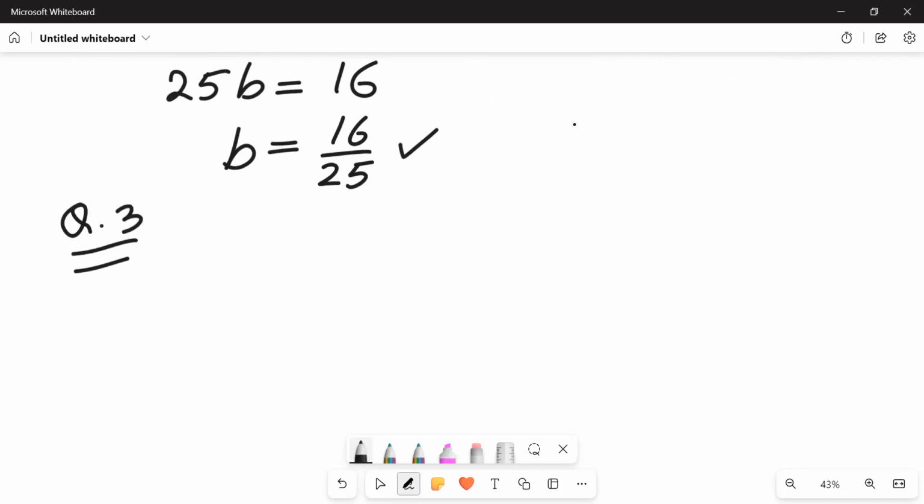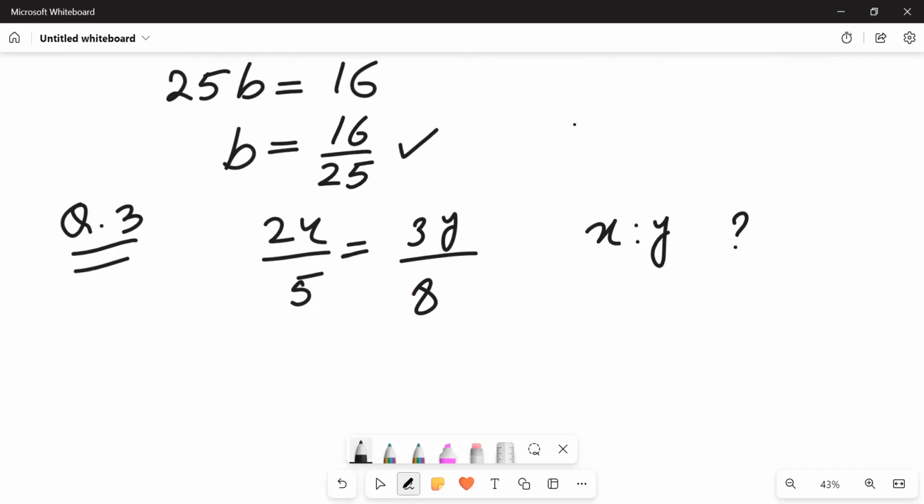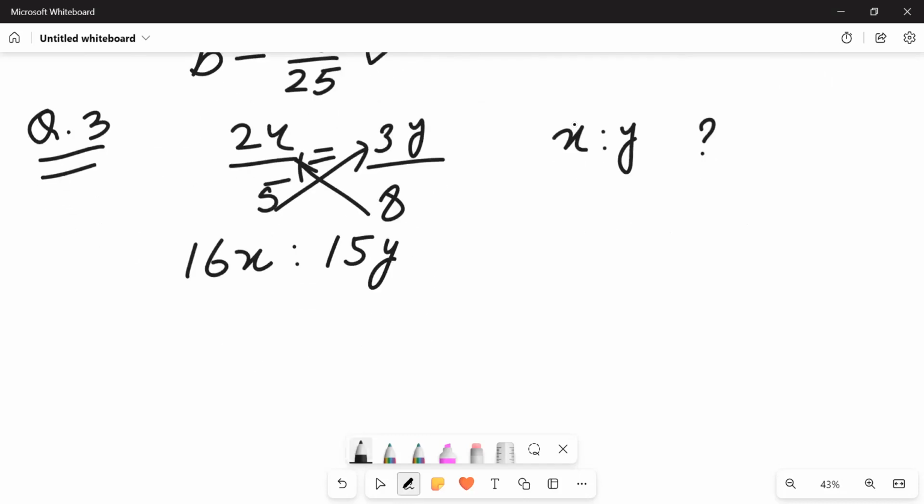Now question number 3. Given that the ratio 2x over 5 is equal to 3y over 8, find the ratio of x and y, x and y. So cross multiply. This will be 16x is equal to 15y. Okay. Now can we divide with the same number? Which number?